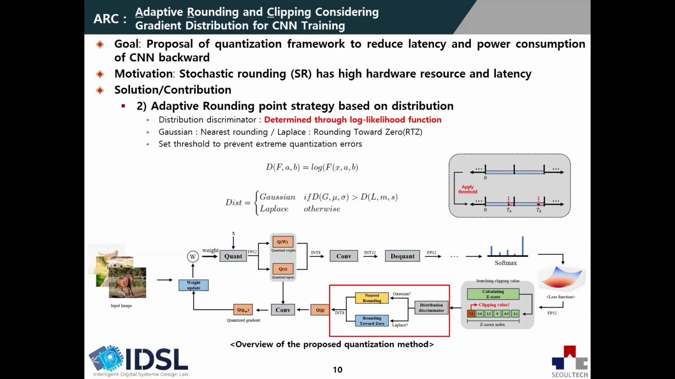Rounding toward zero rounds values based on their signs. For positive values, those between 0 and 1 are projected to 0. However, this can lead to large quantization error for extreme values close to 1, such as 0.9. To overcome this issue, we empirically determine an appropriate threshold to mitigate the accuracy degradation caused by extreme quantization.